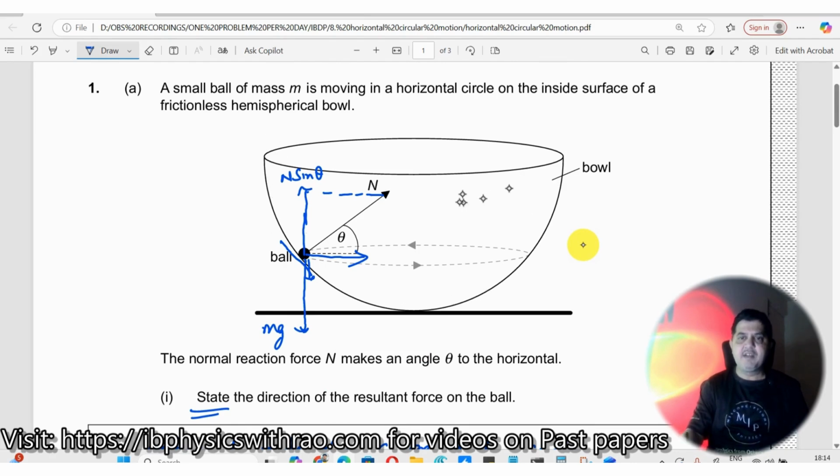This is the ball over here, and this is the center. This is the radius of the ball. Now you see it says it's a hemispherical ball, which means what? It is not a parabolic one. It's completely a sphere. Half a sphere is being shown over here, right?